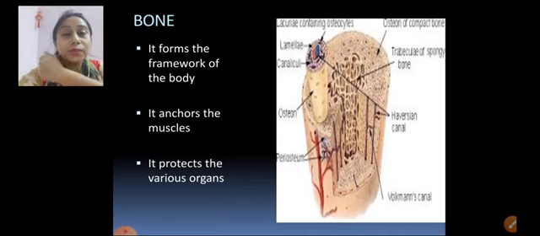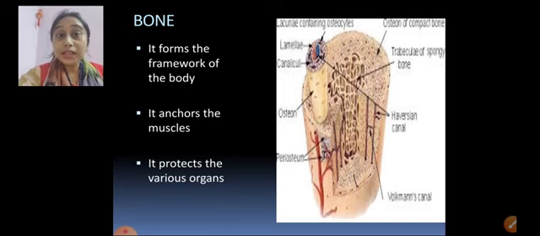You see the bone is there. Over that bone, the muscles are attached, right? And a very important function is that the bone protects the various organs present in our body. Like our heart and lungs are protected inside the rib cage, right? Then our kidneys are also protected inside the bony cage.